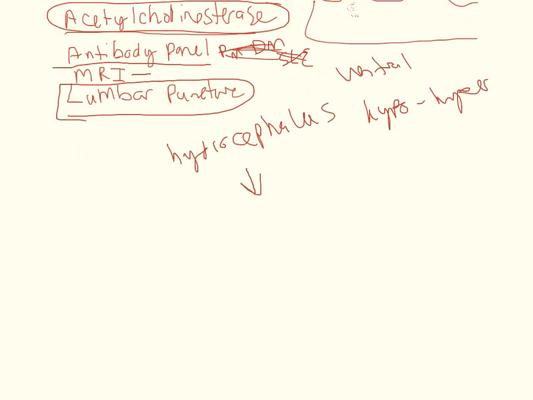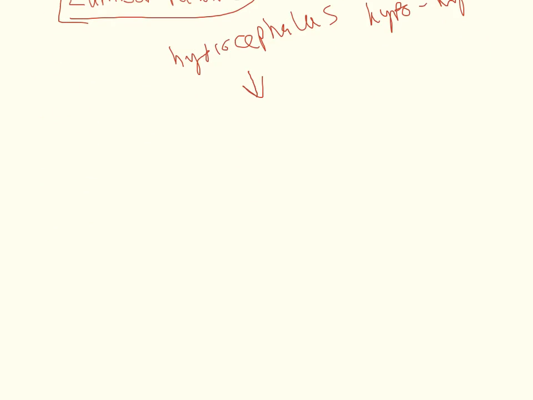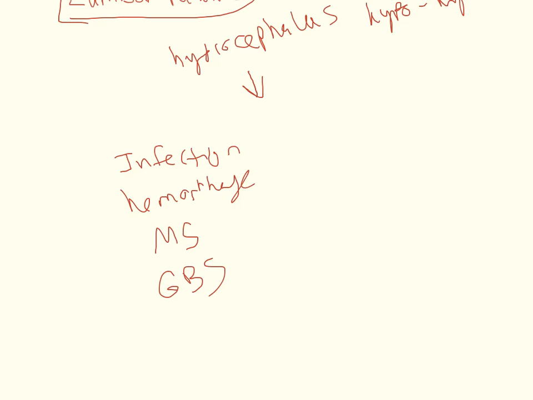Now when we do the lumbar puncture, what exactly are we looking for? So the first thing we're going to check is we're going to look for infection. We're going to look for evidence of hemorrhage. And also we can look for evidence of MS, multiple sclerosis, and Guillain-Barre syndrome.